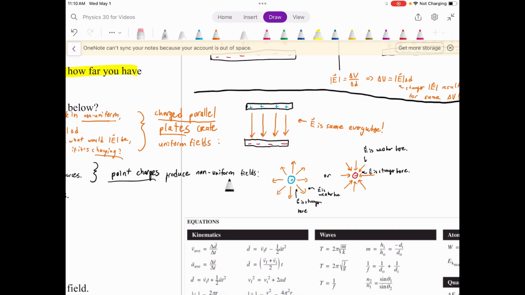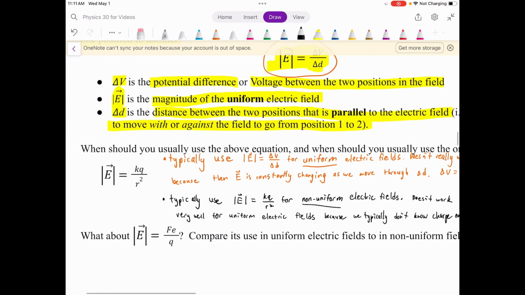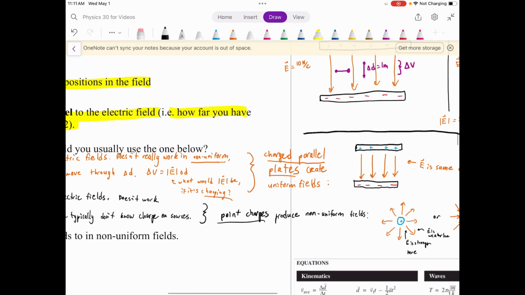Just showing that again here, the electric field would be stronger closer to this point source than it would be out here. Stronger here, weaker out here. This equation shows us that. It's inversely proportional to the distance squared.